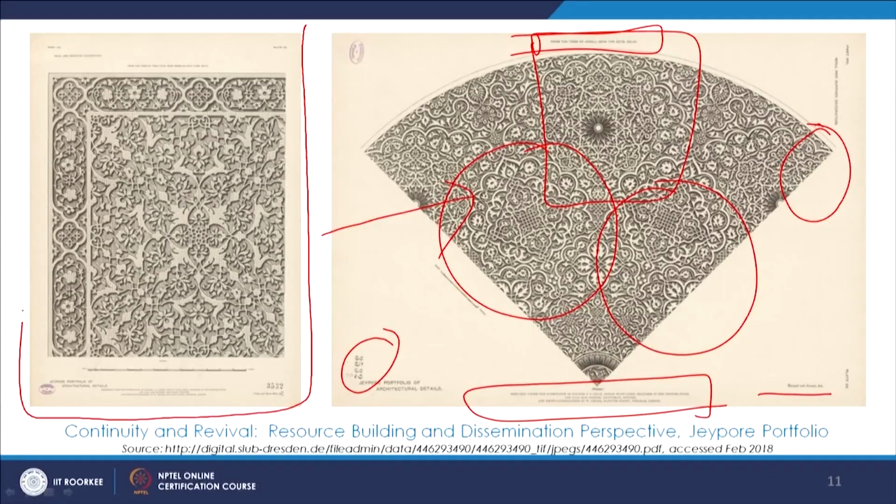Again, we see over here this detail. So this is a very important part of the resource building and dissemination perspective, and especially coming from an institute like IIT Roorkee, where we focus a lot on the research part. It's very important for us to focus on these resource building aspects and consider the perspective of dissemination, and work with the students and professionals and researchers to come up with different mediums to disseminate the work that we document and explore and research upon.